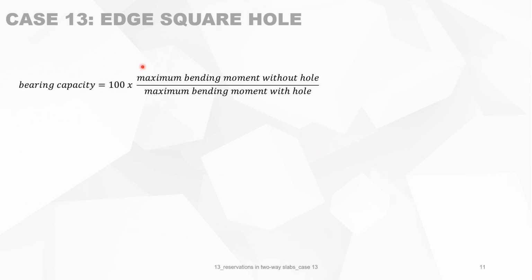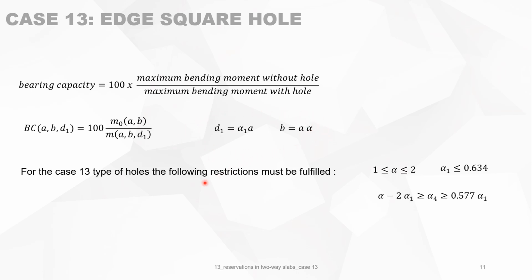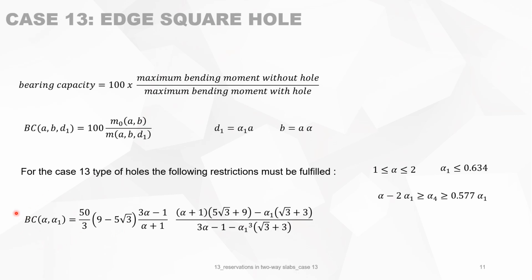Bearing capacity is defined as 100 times the maximum bending moment without the hole divided by the maximum bending moment with the hole. In formula, it looks like that. We take unitless variables, and we see that the A13 type of hole has this limitation. Now in the formula alpha 4 does not occur. So how do we deal with this? The bearing capacity is then given by this formula.